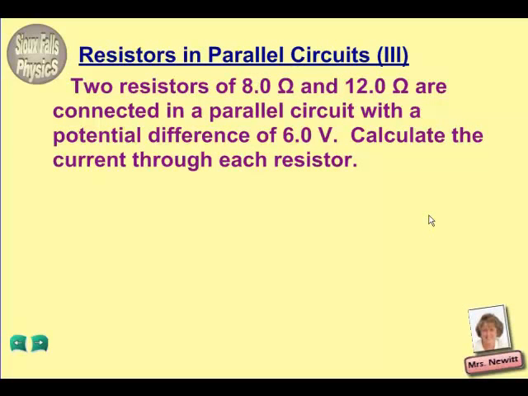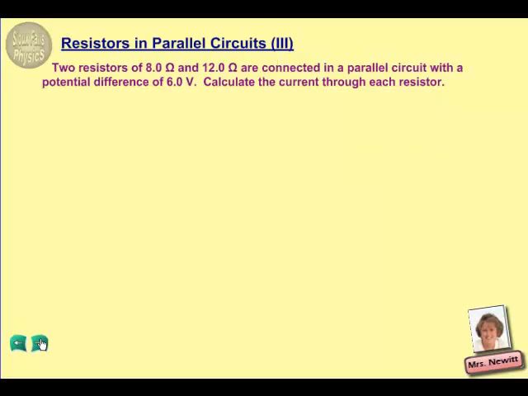Hello again. This time, Sioux Falls physics teachers looking in more detail at parallel circuits. Two resistors of 8 and 12 ohms are connected in parallel with a potential difference of 6 volts. Calculate the current through each resistor.